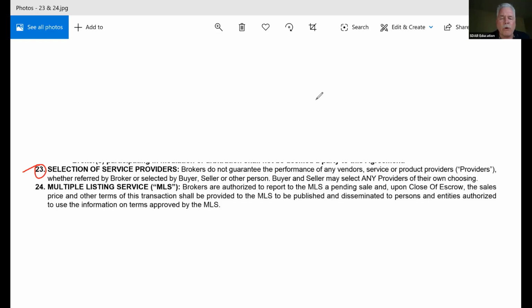So brokers do not guarantee the performance of any vendor, service, or product providers. Well, of course we don't. Listen, we don't have their credentials for one thing, and they do what they do. So here's how it is. In all my college classes, I always taught it this way. I said, here's how it works. Here's this great big circle. And here, lender does loans, escrow does escrow, title does title.